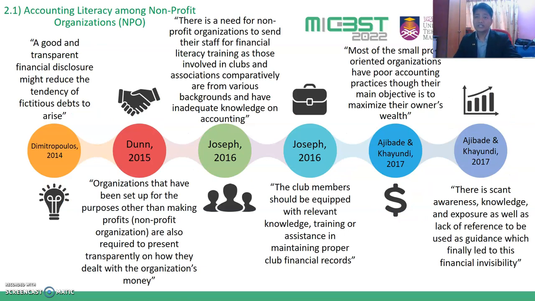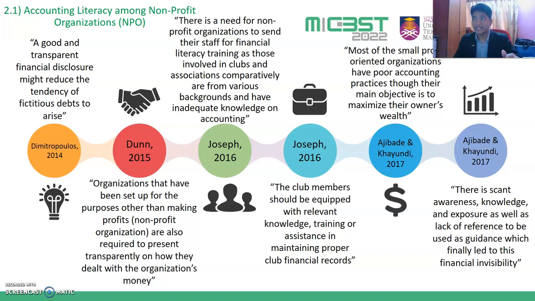Okay, now we go to the second part of this presentation, which is the literature review. We will look at the statements quoted by previous researchers regarding accounting literacy among non-profit organizations. According to MIC3ST2022, 2014, a good and transparent financial disclosure might reduce the tendency of fictitious debt to arise. And according to Dunn, 2015, organizations that have been set up for a purpose other than making profit, which is a non-profit organization, are also required to present transparently on how they deal with the organization's money.